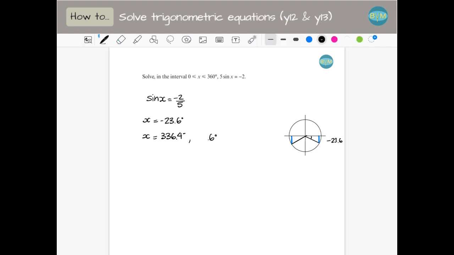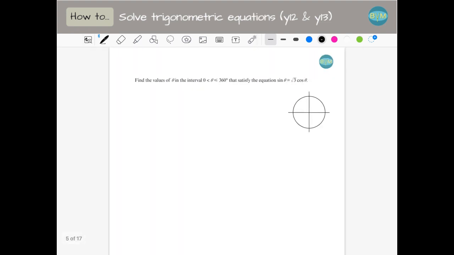Let me show you other equations that you can have. I have sine of theta is root of 3 cos of theta. In this case, I have to prepare my equation a bit, so I have a trigonometric ratio equal to a number. So I'm going to divide everything by cos. Sine divided by cos is tan of theta, and on the right hand side, cos divided by cos is 1, so I have only root of 3. Now I have something that I can put in the calculator, so I do tan minus 1, and I get my first answer for theta, which is 60 degrees.